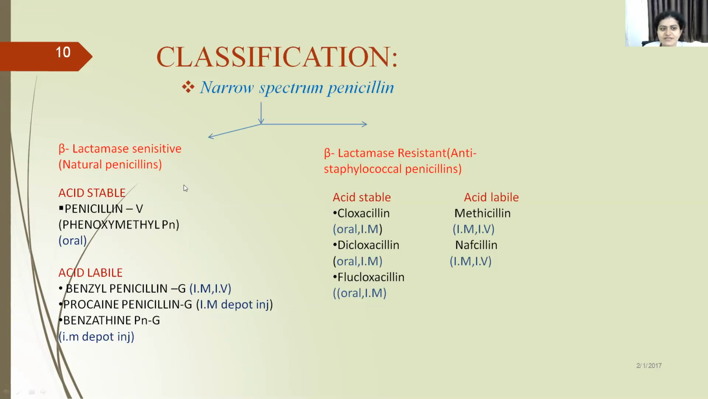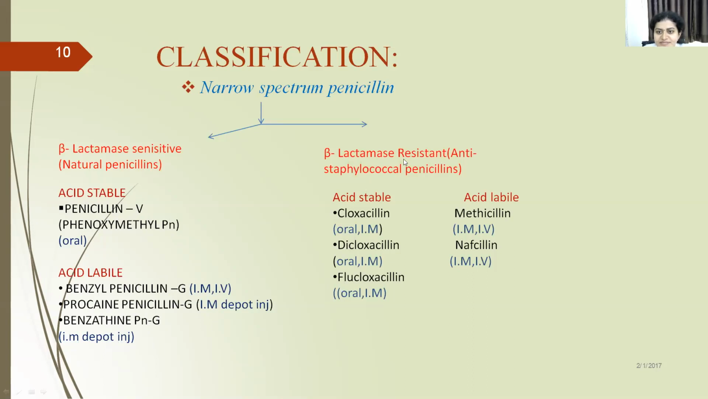Okay, so the beta-lactamase sensitive group, which are otherwise called natural penicillins, are further subdivided into acid stable and acid labile. Acid stable, you have penicillin V, that is phenoxymethylpenicillin, which can be given by oral route. Then acid labile group, you will have benzyl penicillin G, procaine penicillin G, and benzathine penicillin G, which can be given by intramuscular or intravenous route. And the last two, procaine penicillin G and benzathine penicillin G, are available in the form of intramuscular depot injection.